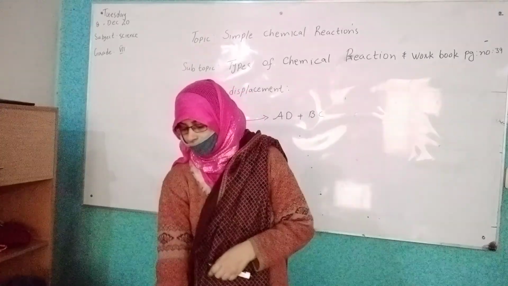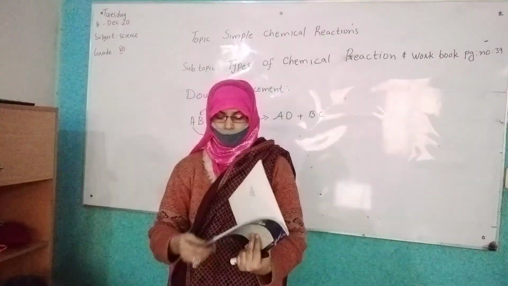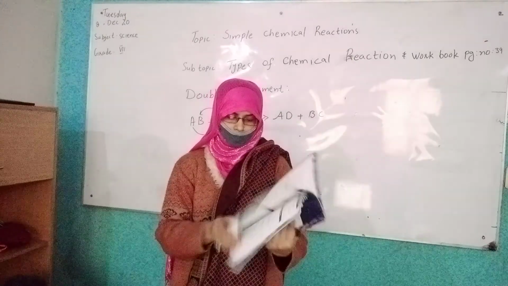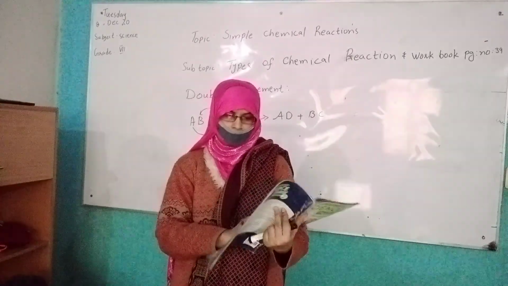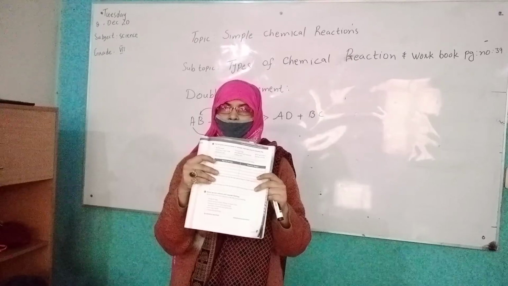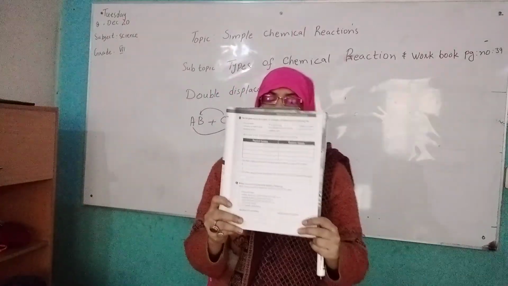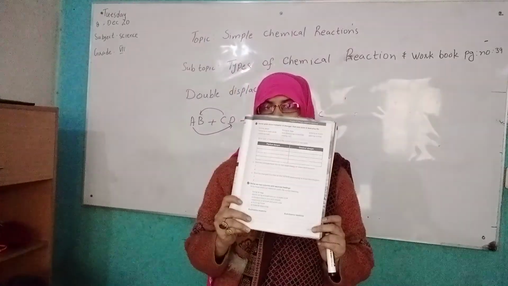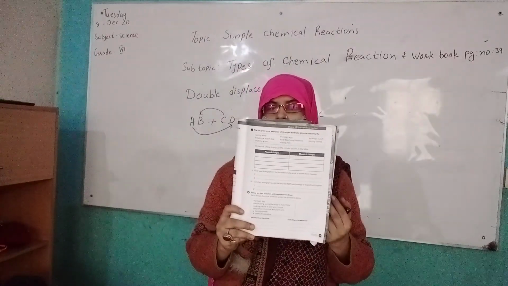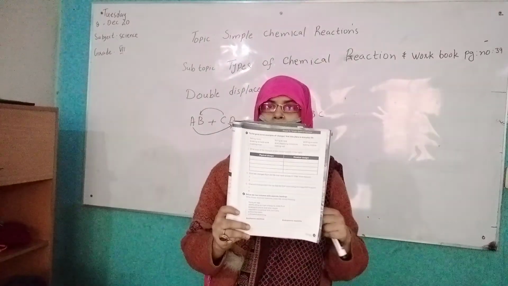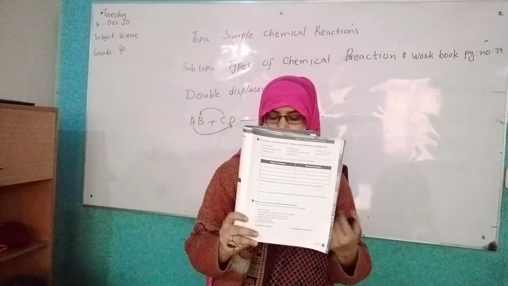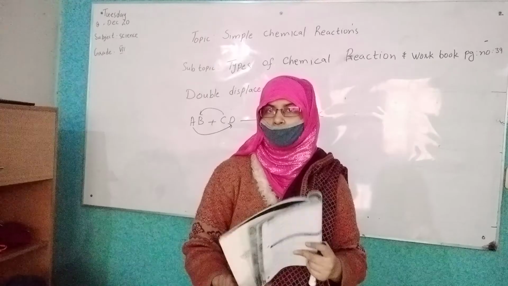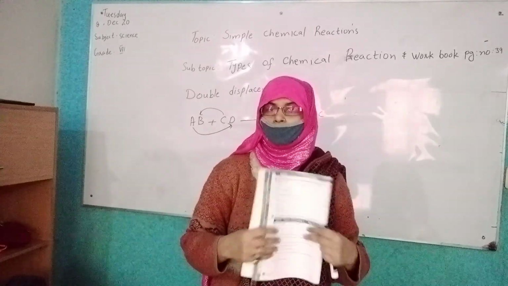And now we have the workbook part. Take out your workbooks. Workbook page number 39. Some of the students asked why we didn't do 37, 36 or 38, because we didn't read about the combustion reaction. One topic is remaining about the reaction, so we left that, and I am starting just for the physical and chemical change because you have studied before.